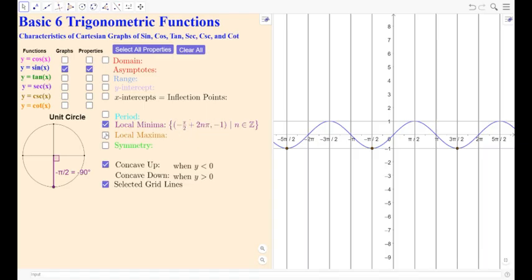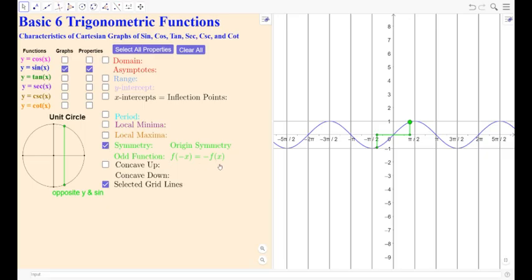Now, if you don't care whether it's a maximum or a minimum, you could call it an extremum. And there are all of your extrema right there. Again, extremum is singular, extrema is plural. They're the places where that graph hits 1 or negative 1 on y. Finally, I want to mention symmetry.